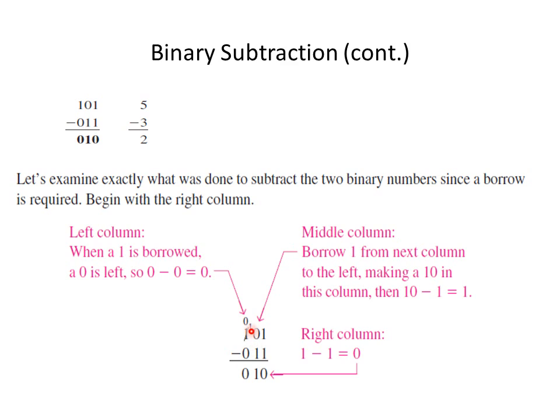So in the middle column it is 10, that means 2, minus 1, that means 1. So 1 is written here, and as 1 is borrowed from here, it becomes 0. So 0 minus 0 becomes 0. So 101 minus 11, that means 5 minus 3, is equal to 2.